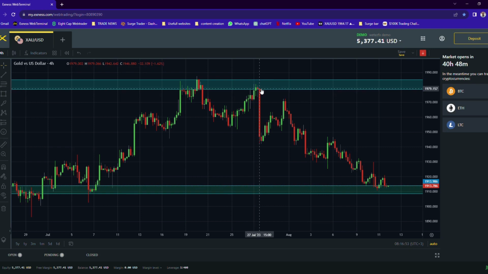This was some kind of news that came out. We saw a sell-off right there, and then we saw a market correction. So this was our opportunity to open sell positions in gold right there. That's a 4-hour rejection on the previous structure, and this was a very good opportunity to enter your bearish positions.